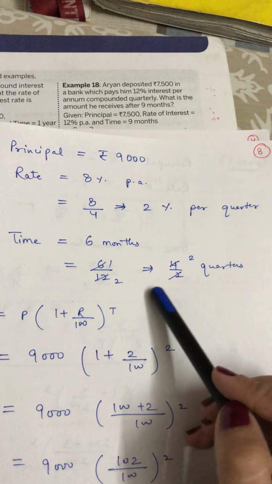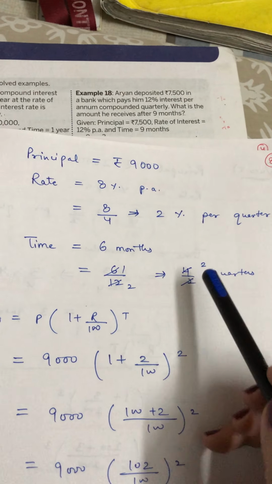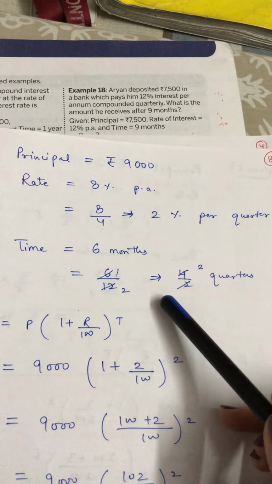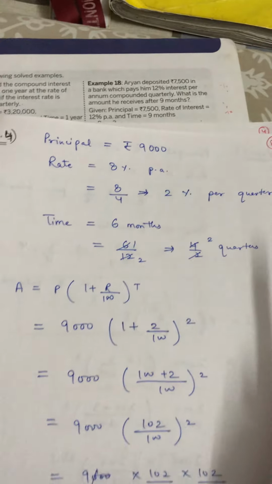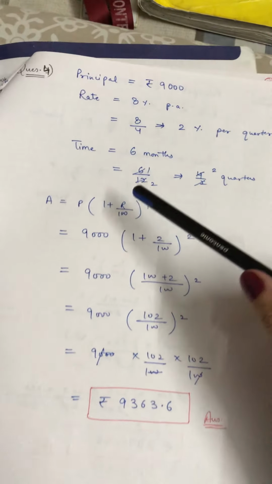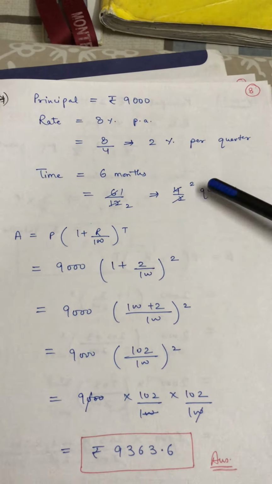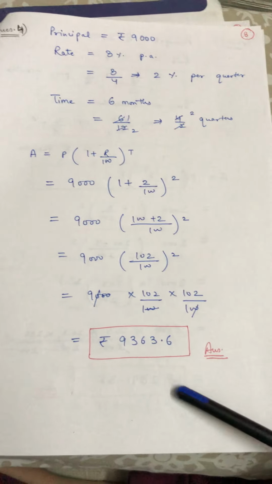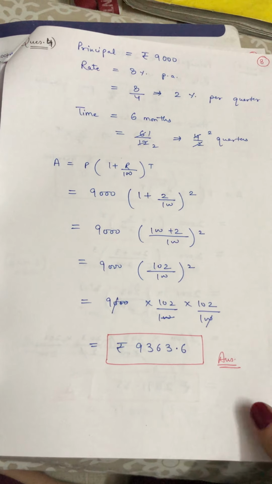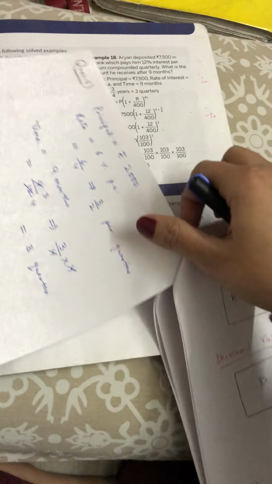Now 1 by 2 you have to multiply by 4. Okay, you have to multiply your time by 4. So after cancelling, it is equal to 2 quarters. Okay, the rest of the concept is the same. This is the formula. Put the value of P, put the value of R, put the value of T, and solve your question.